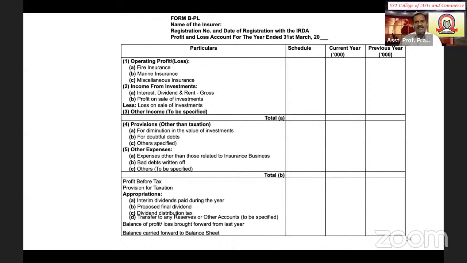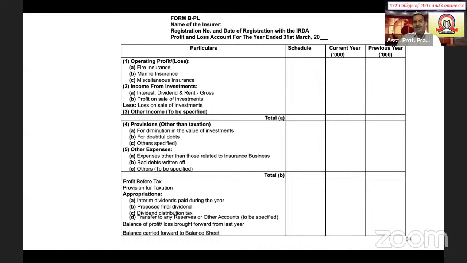After preparing your revenue account, sometimes the university asks the question, you are required to prepare revenue accounts and profit and loss accounts. So after preparing revenue accounts, you'll move to the profit and loss account. The form B-PL, objective question, remember that. So here again, expense parts, income parts. Total A shows the income parts, total B shows the expense part.